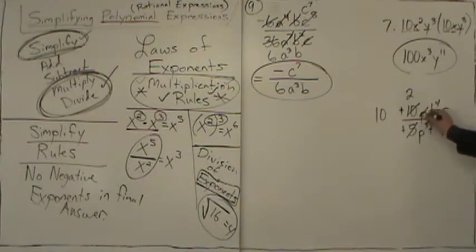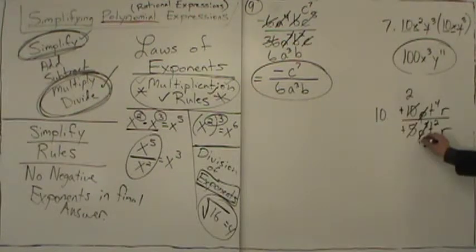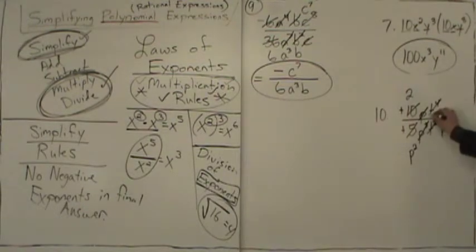Now cancel. 1p cancels with 3 p's, leaving how many p's? It leaves p squared. It leaves 2 p's on the bottom because there were more p's on the bottom. 2 t's cancel with 4 t's, leaving how many t's? Hopefully you say t squared. Where? 2 t's on top. And lastly, the r's cancel. What's left?